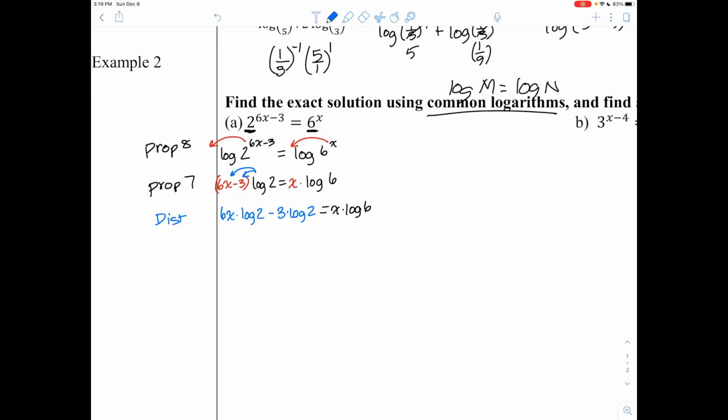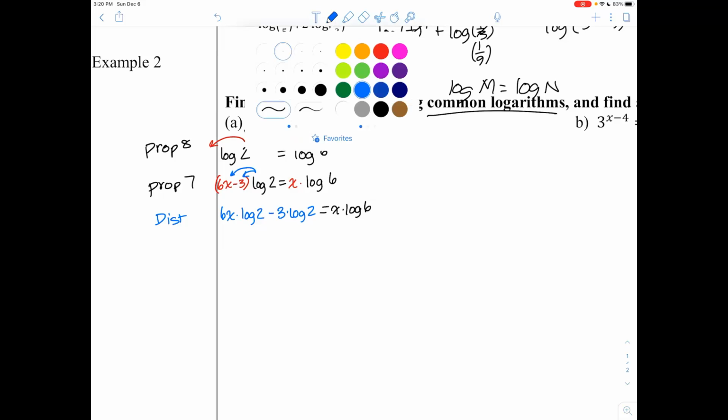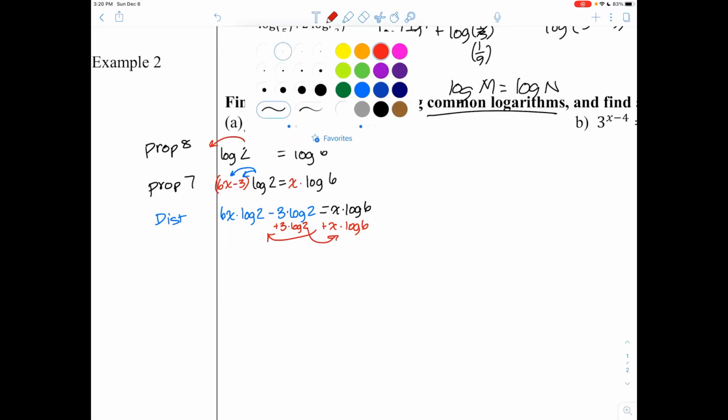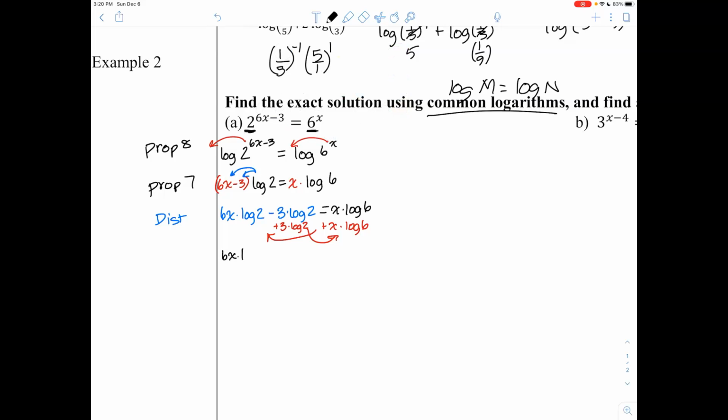Now my job is to solve for x, but I have 2 x's. I got one on the left and one on the right. So typically, in algebra, we put our x's on the same side of the equation. So what am I going to do? I am going to add x times the log of 6 to this side of the equation, and I'll take this number, 3 times the log of 2, and put it on that side of the equation because it doesn't have an x in it. So here's what we got now: 6x times the log of 2 plus x times the log of 6 equals 3 times the log of 2. Okay, so I've got my x's on the left.